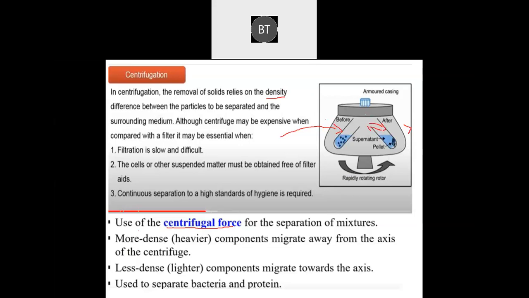So the most important points are the centrifugal force, the density, and the RPM you are using. You will get a supernatant and a pellet. Depending on whether you want to collect your pellets or your supernatant, you can separate them.